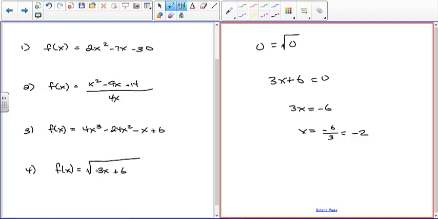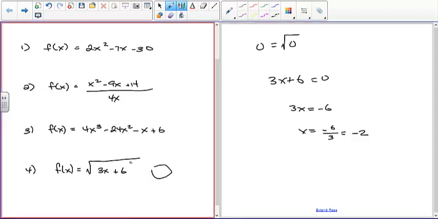For square roots, if there's nothing added on here and it's just the square root of something, you're going to have one zero, not two. Quadratic equations, you have 2 or 0. For a rational function, it depends on the order of the numerator. Third order, you can either have 1 or 3. For fifth order, 1, 3, or 5.